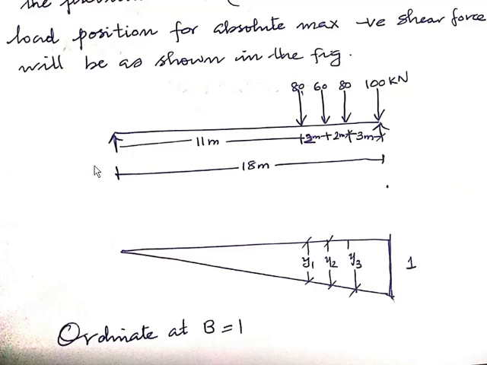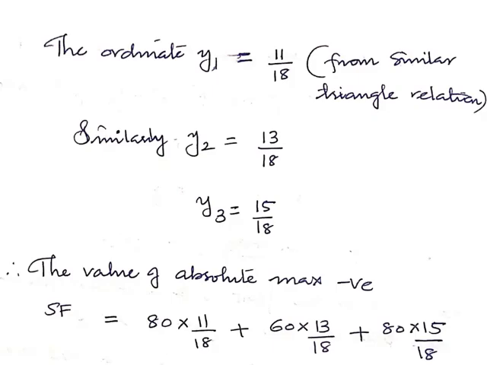So mark all the distances here, and from the similar triangle relation we can say that y1 divided by 11 is equal to 1 divided by 18, and y2 divided by 1 is equal to 13 divided by 18. So similarly we can calculate all the ordinates. So these are the values of the ordinates here. y1 is equal to 11 by 18, y2 is equal to 13 by 18, and y3 is equal to 15 by 18. So the ordinate under each load is calculated.